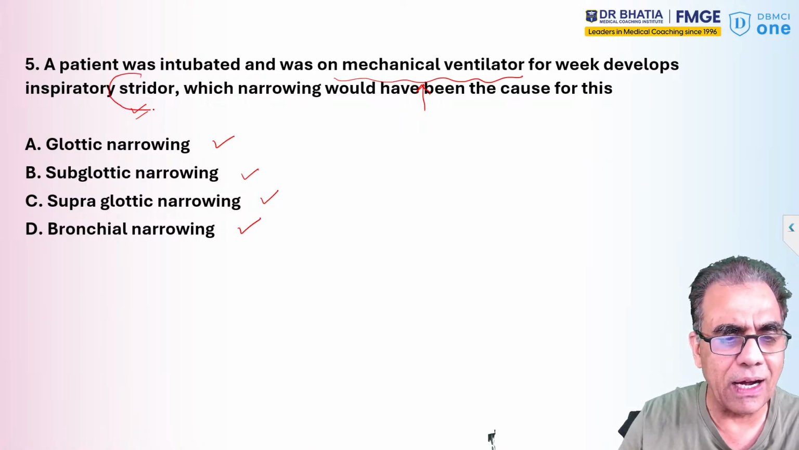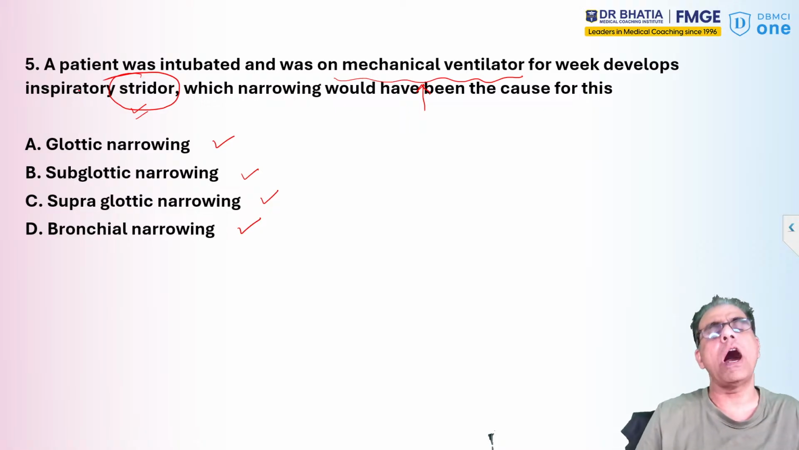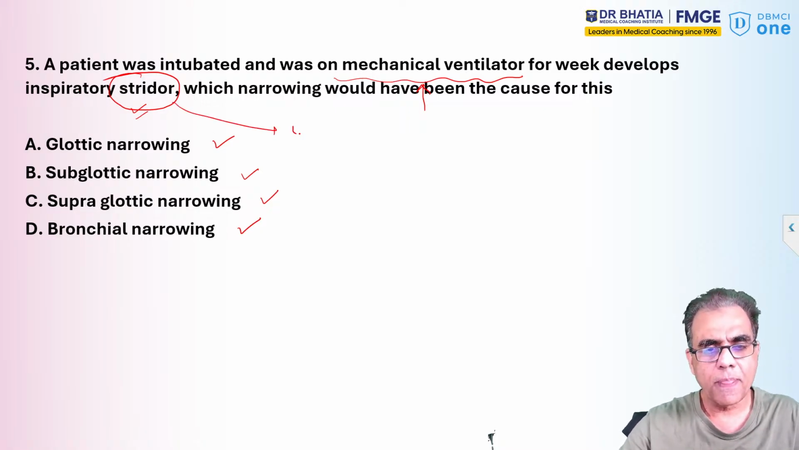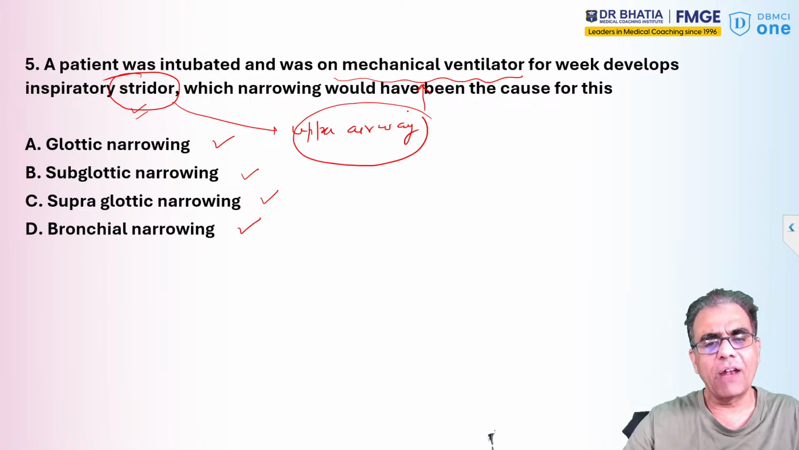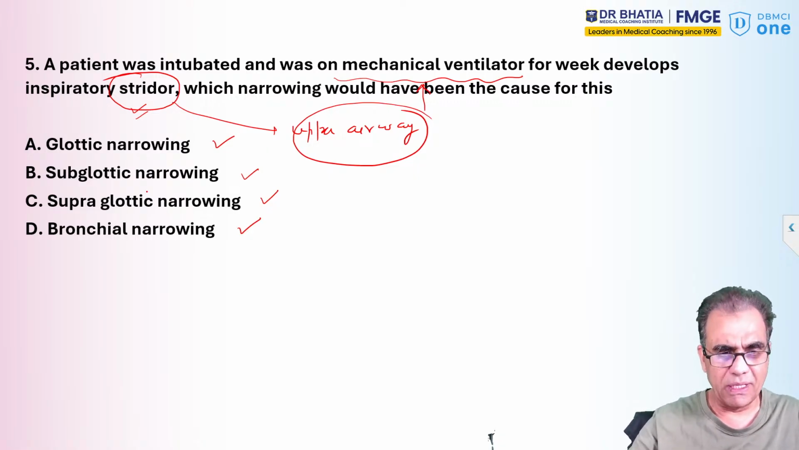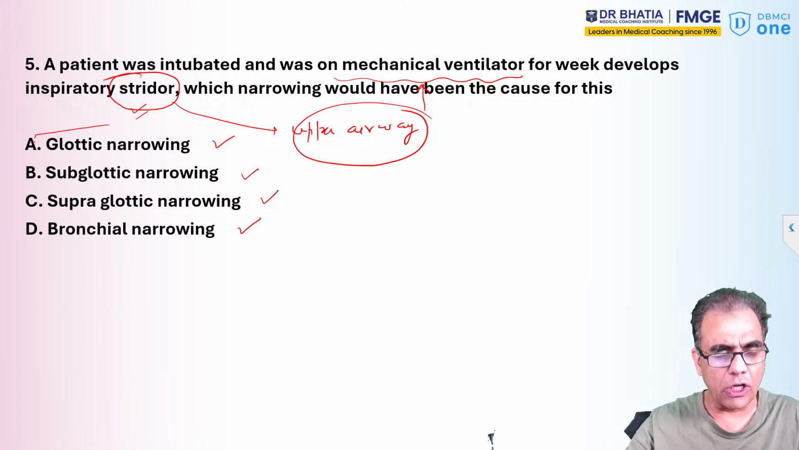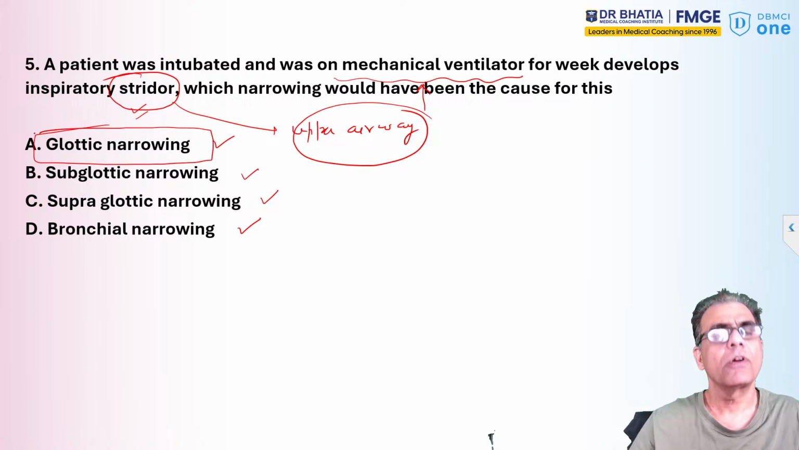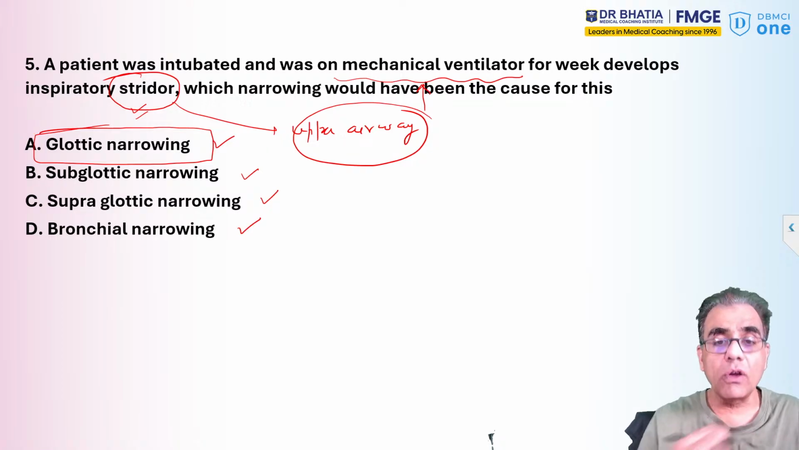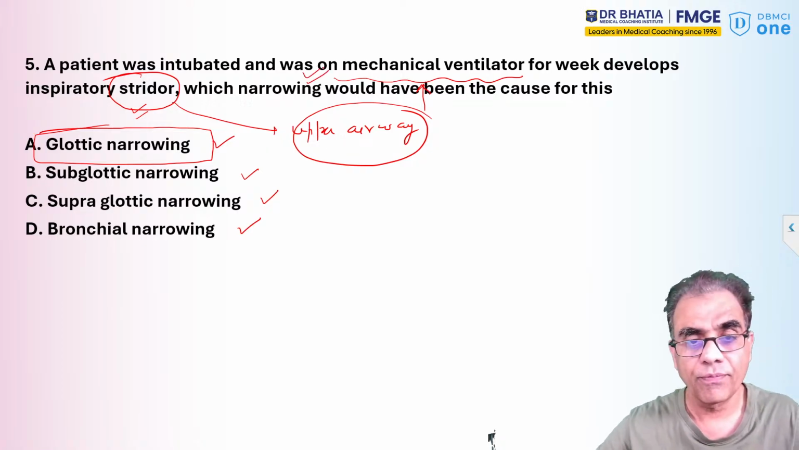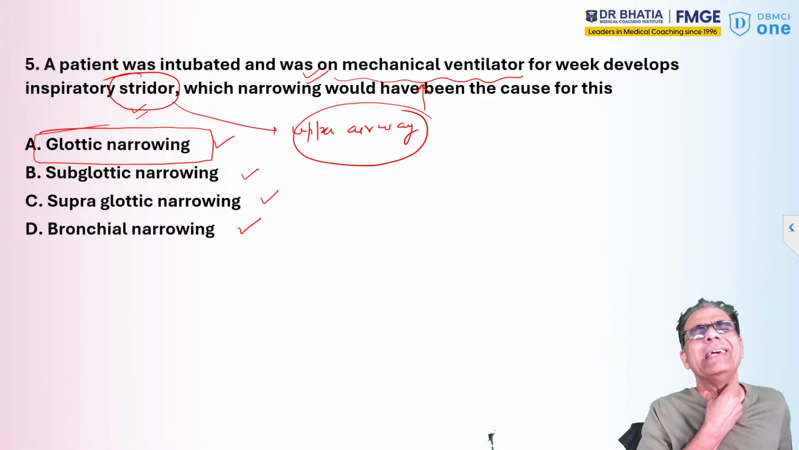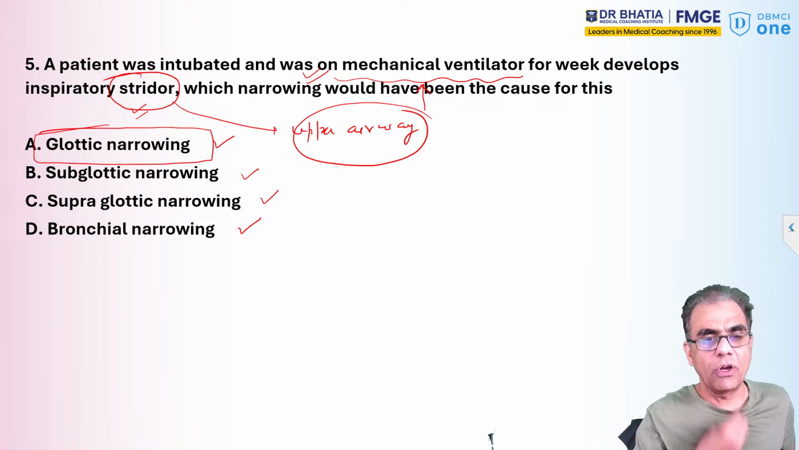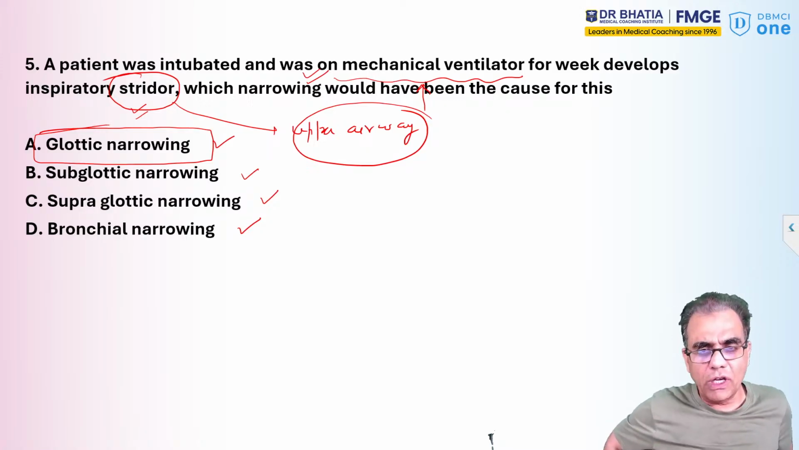See, inspiratory stridor is typical of upper airway obstruction. Upper airway obstruction means, more or less, the glottic opening, the glottis. This is common in ventilator patients actually. In chronic ventilator patients, for weeks, obviously they develop vocal cord edema or even a little subglottic edema also.